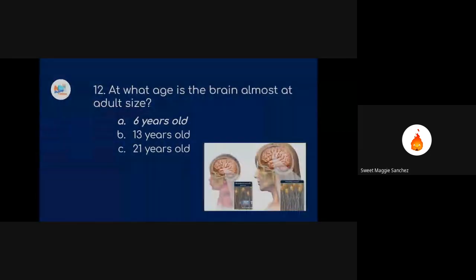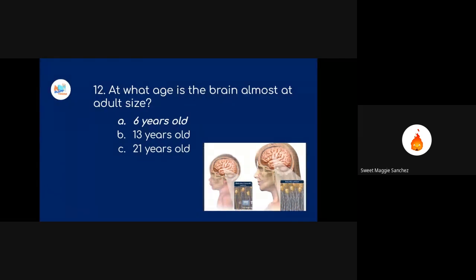Okay. Number 12 is, at what age is the brain almost at adult size? So surprisingly, 6 years old siya, no? Or sa iba, kinder 2 na yan or grade 1. So at that age pa lang, yan yung parang final size ng brain ng isang person. So, the correct answer is 6 years old.